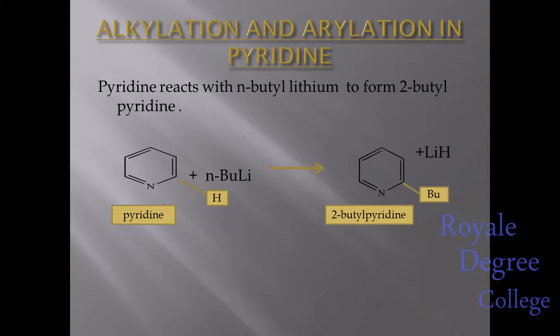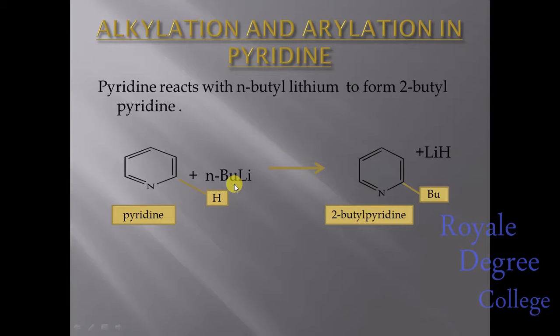Alkylation and arylation in pyridine, that we will see. Pyridine reacts with n-butyl lithium to form 2-butyl pyridine. See here the reaction. We are taking pyridine. See, as we are representing at the second position of pyridine, one hydrogen outside the ring with the bond. In that we are adding n-butyl lithium.